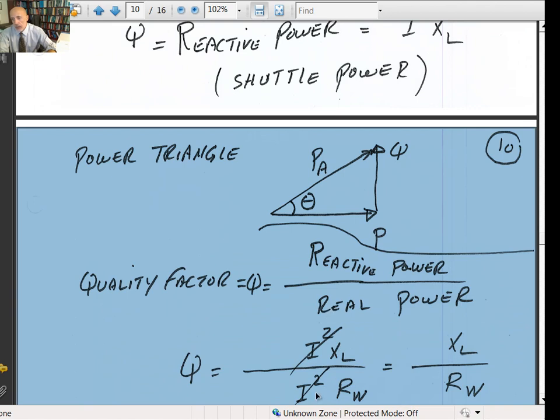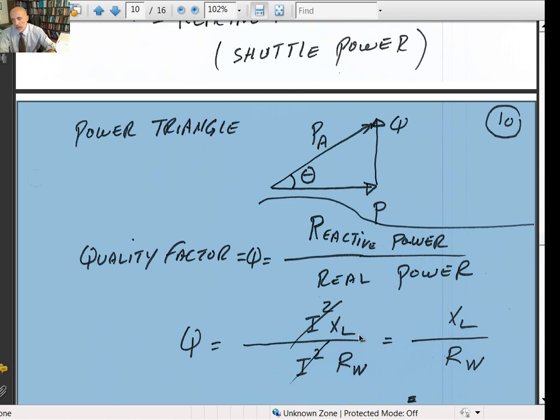So the real power is I squared times R sub W. I squared will cancel out. You're left with X sub L divided by R sub W, which is the resistance of the winding. So this is the reactance of the coil, and R sub W is the resistance of the winding. That's the actual resistance that you put on a meter and measure.